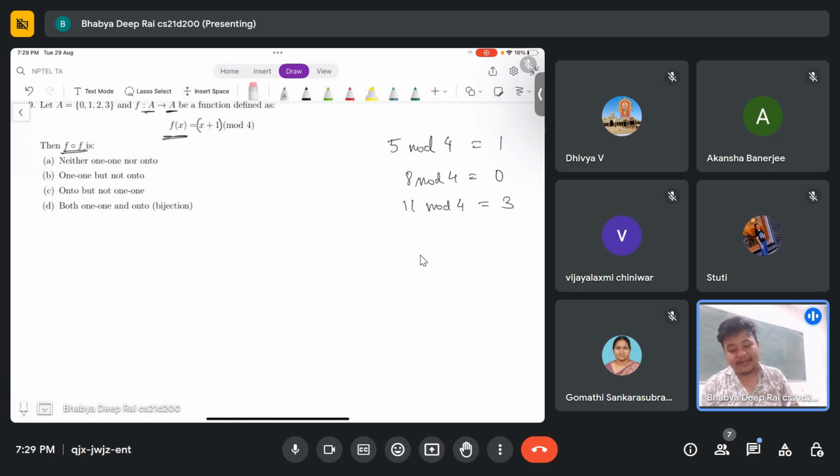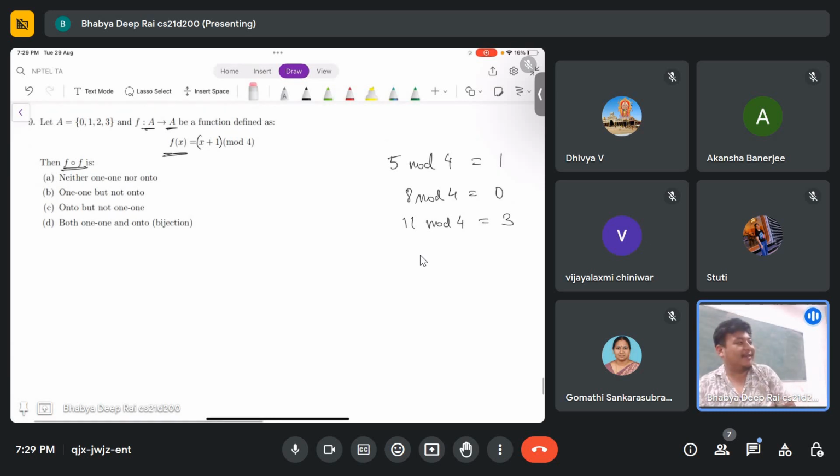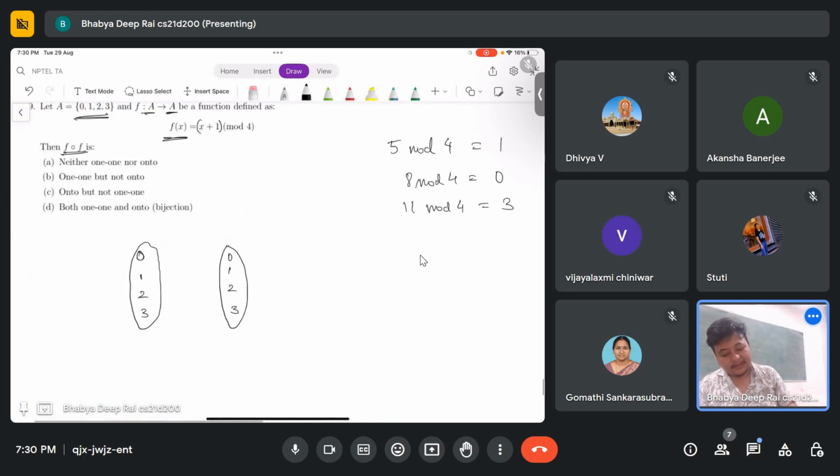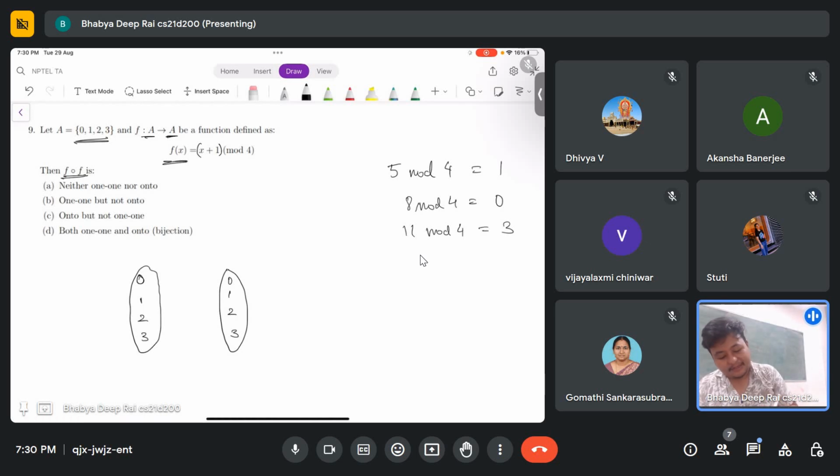Okay, why is it a bijection? Well, since my set is very small, I can even solve it diagrammatically. I don't need any complex arguments for this. Okay, so 0 1 2 3, 0 1 2 3. So f compose f, right? I need to find f of something x. Is this function a bijection? That is what we are asking, or one-one, onto, whatever.